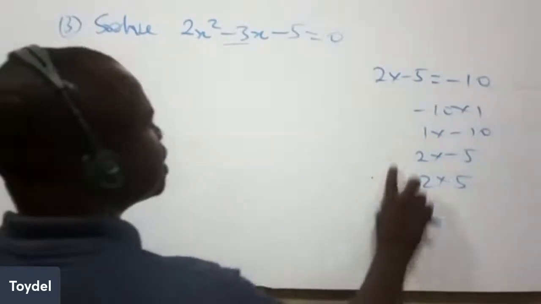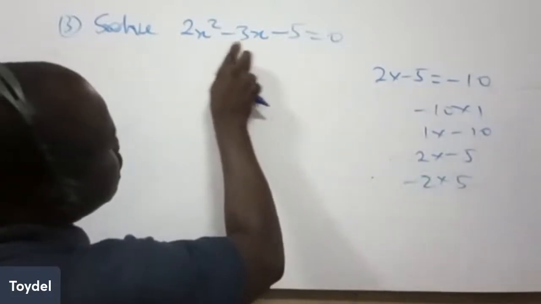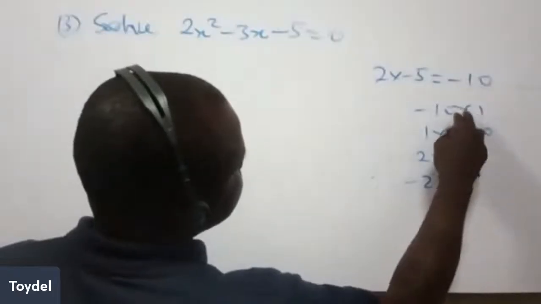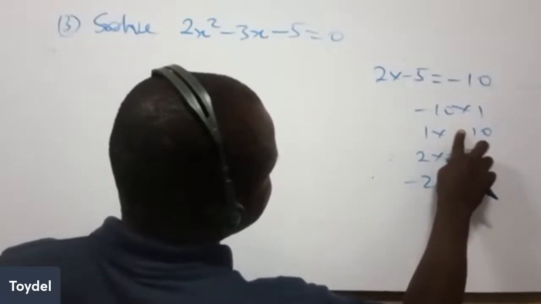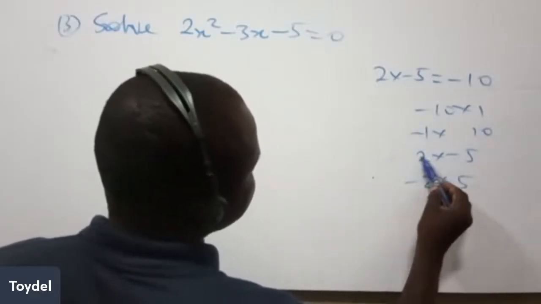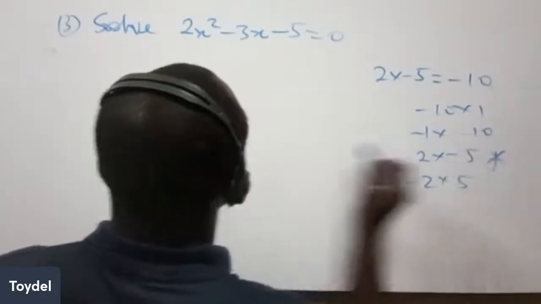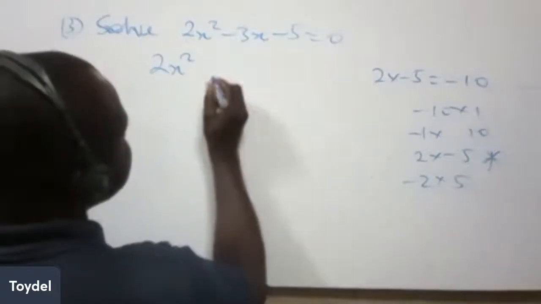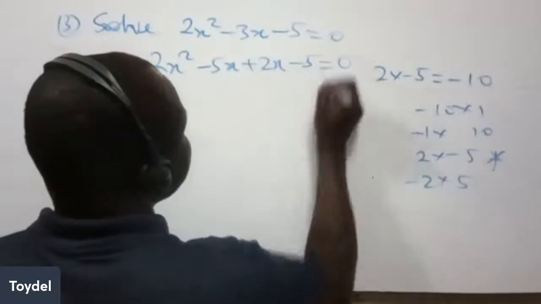So which of these are the appropriate factors that will suit this value? Minus 10 plus 1 is minus 9. Then you can have minus 1 plus 10, this will be 9. Then 2 plus minus 5 is minus 3. This is the appropriate factor. So we now say 2x squared, instead of minus 3x, I will change it to minus 5x plus 2x minus 5 equal to 0.